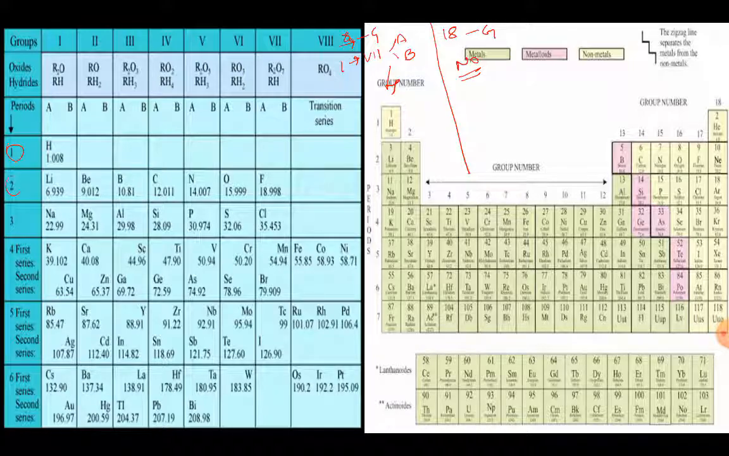Then there are 6 periods in the Mendeleev periodic table. But when we look on to the modern periodic table, there are 7 horizontal rows that are the periods. Then next difference is that the Mendeleev's periodic table is based on atomic mass. But when we think of the modern periodic table, it is based on the atomic number. It is the fundamental property, right?